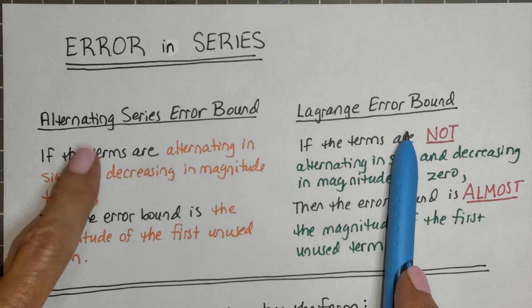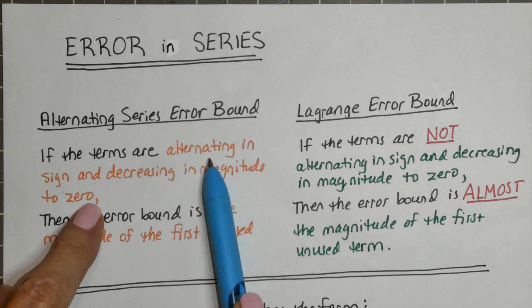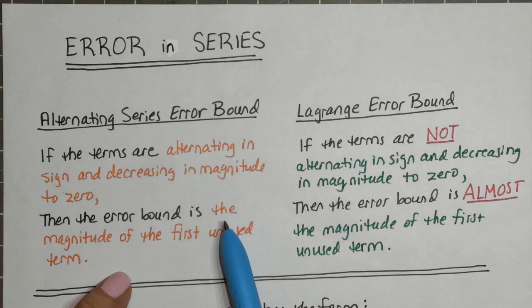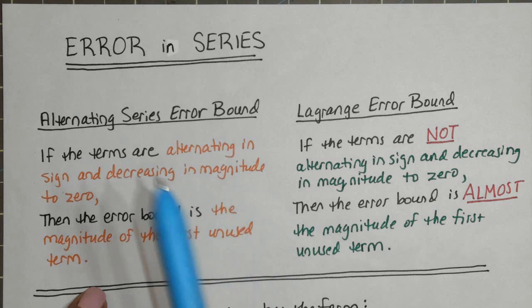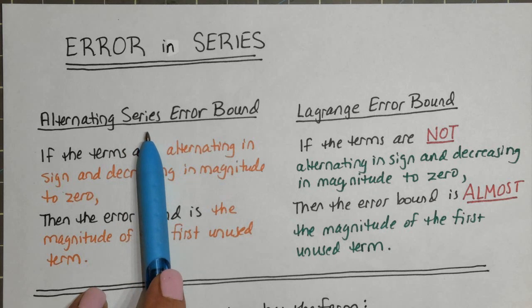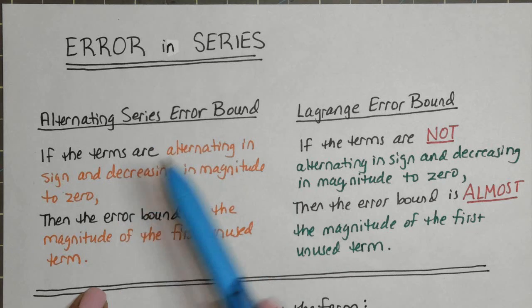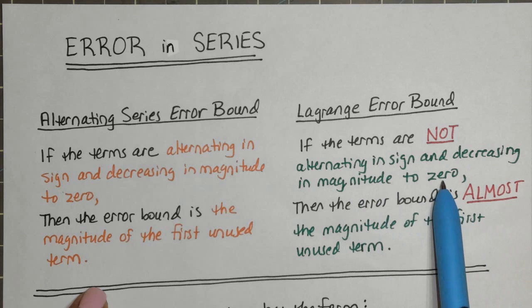There's the alternating series error bound that we already learned. If the terms are alternating in sign and decreasing in magnitude to 0, then the error bound is the magnitude of the first unused term. That has not changed. It's there and it will stay there. This is the more commonly seen one in FRQs on the AP exam. Okay? Now, what if the terms are not alternating in sign and decreasing in magnitude to 0?